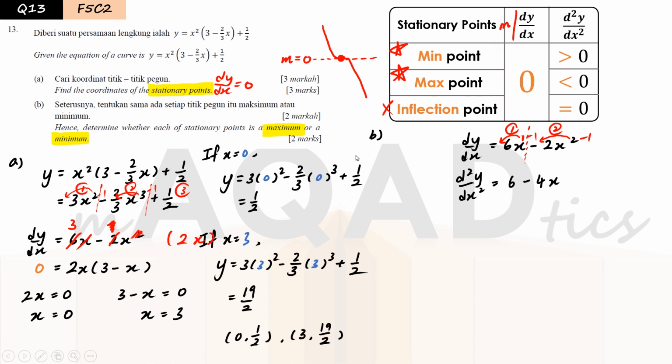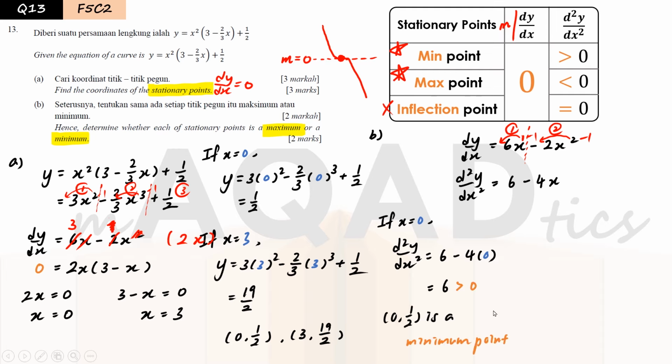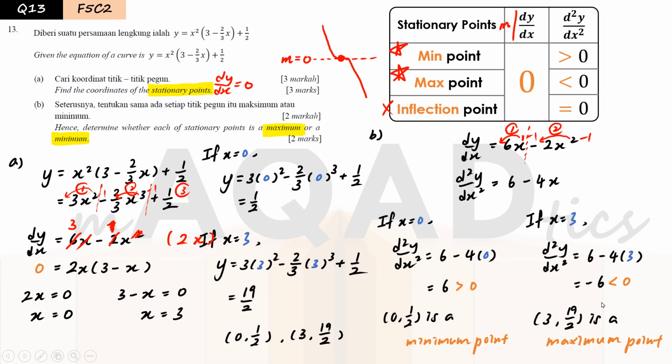Alright, so now let's substitute our x coordinates, the 0 and the 3, inside here, and to see whether they are more than 0 or less than 0. Okay, so once we substitute x equals to 0, we can see that the value is a positive value. So this means that this coordinate or this point is a minimum point. Alright, and for the other x value, which is x equals to 3, so once we substitute inside here, we can see that the value here is a negative value, right? Which means this point is a maximum point.